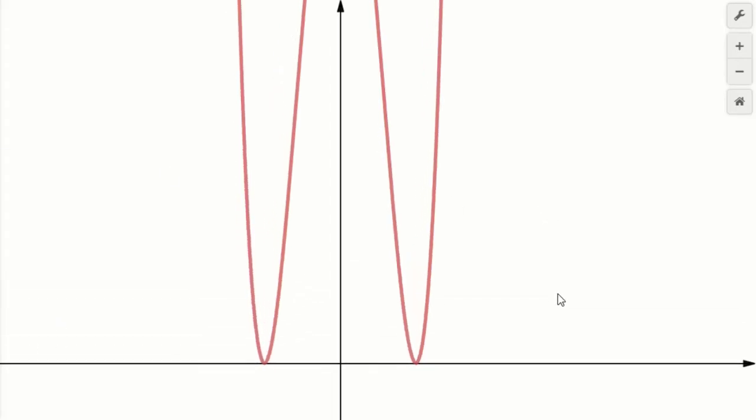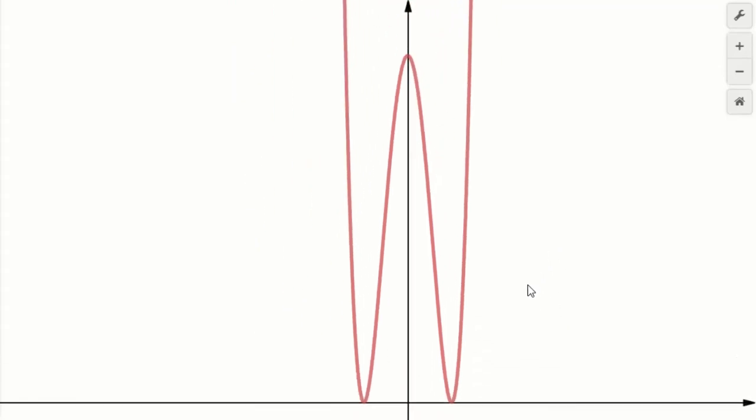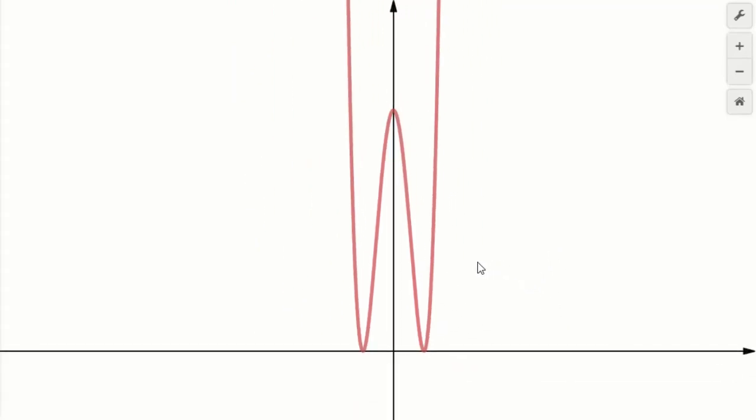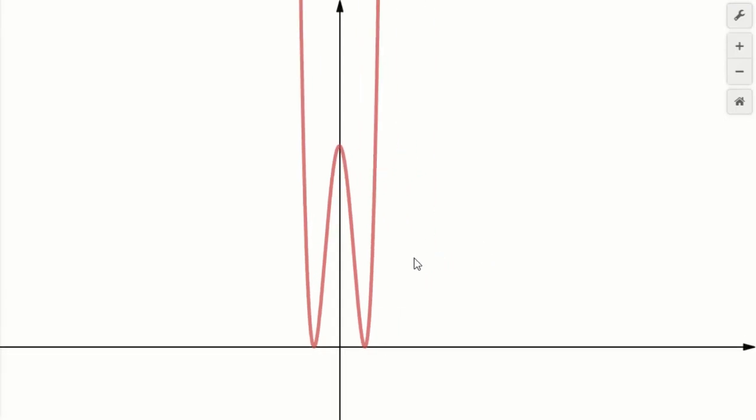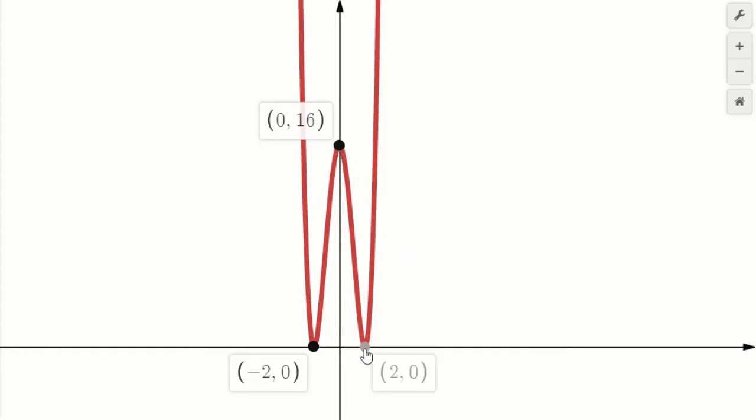There's the graph for our function, let me zoom it out. All right, x to the fourth minus 8x squared plus 16. That's our function. So we have three critical values: (-2, 0), which was a local minimum; (0, 16), which was a local maximum; and another one, (2, 0), and it was a local minimum. So we had these two local minimums in the beginning.